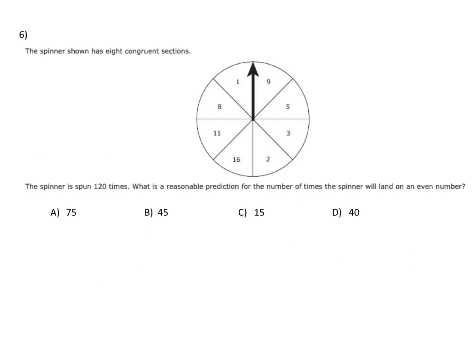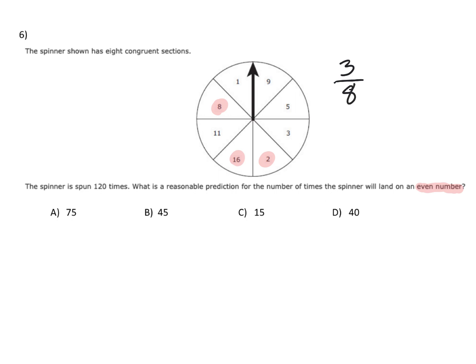Number 6 says the spinner shown has 8 congruent sections. The spinner is spun 120 times. What is the reasonable prediction for the number of times the spinner will land on an even number? So a very important part right there is even number. So I'm going to highlight all my even numbers, 6, 2, and 8. So there is only 3 even numbers out of 1, 2, 3, 4, 5, 6, 7, 8 total.